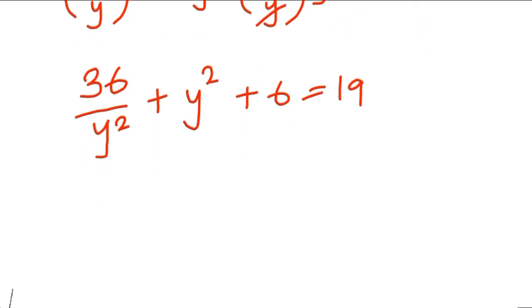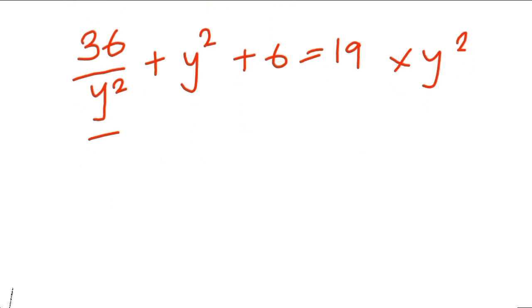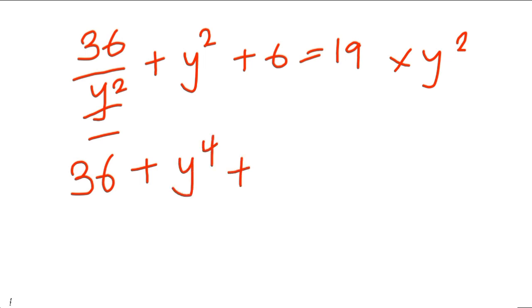Now, what is the next step we're going to take? The next step is trying to get rid of this y squared, which is the denominator. So what do we do? We multiply through by y squared. We multiply y squared with 36 over y squared, and we cancel this y squared. So we have 36, plus y squared multiplied by y squared gives us y raised to the power of 4, then plus 6 multiplied by y squared gives us 6y squared, is equal to 19 multiplied by y squared, which gives us 19y squared.